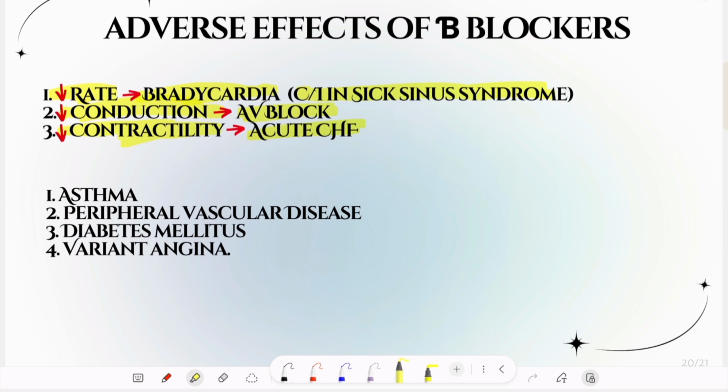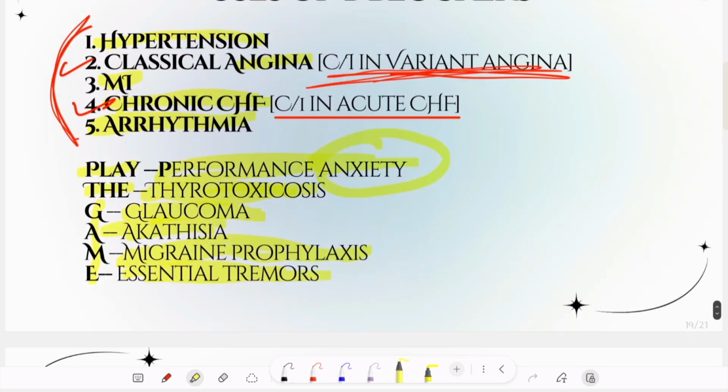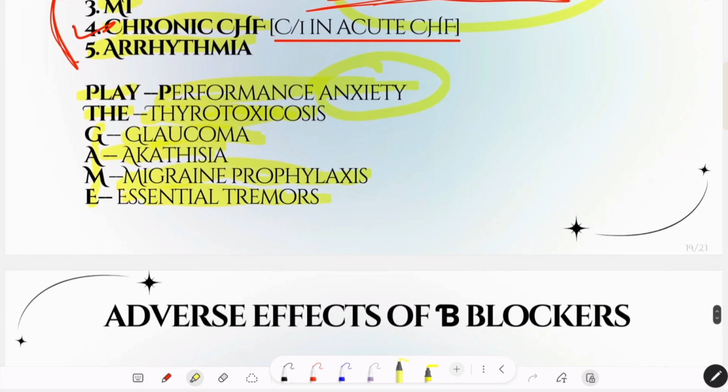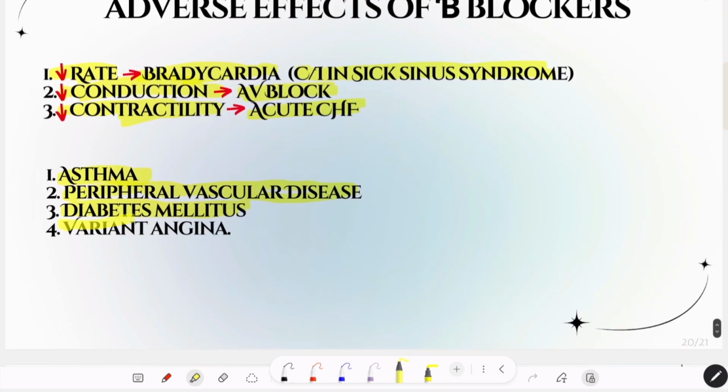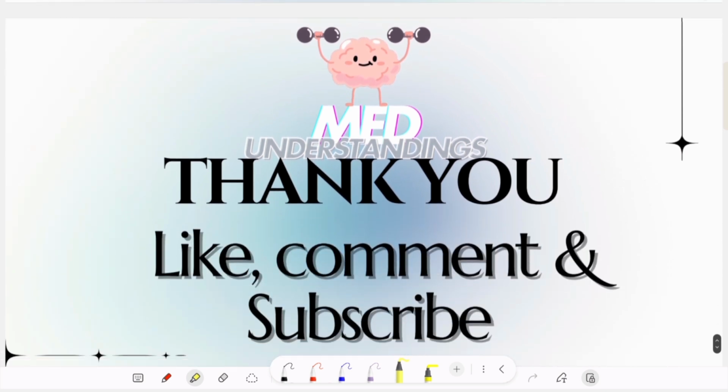And there are some other conditions where we cannot use beta blockers. We said that we cannot use non-selective beta blocker in asthma, peripheral vascular disease like Raynaud's disease and diabetes mellitus. And here we have said that we cannot use it in variant angina. So in variant angina, beta blockers are contraindicated. So that's all about alpha and beta blocker.